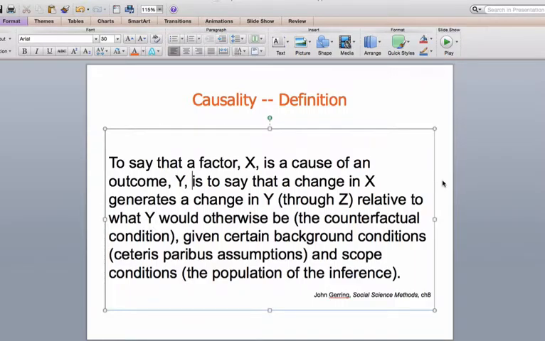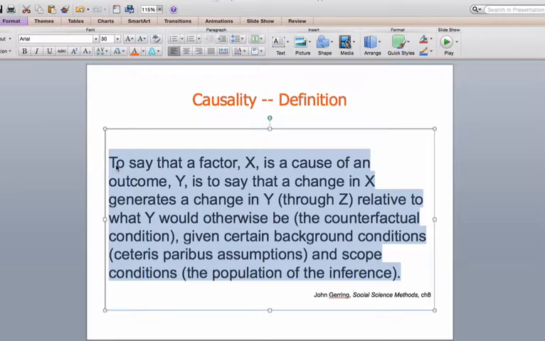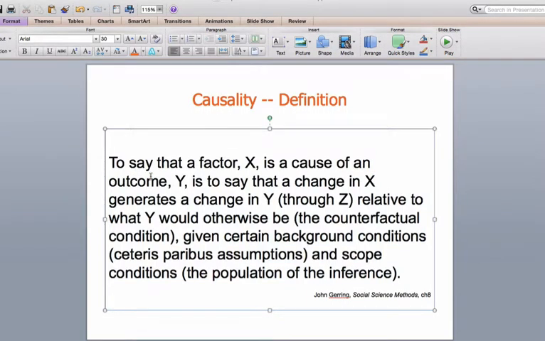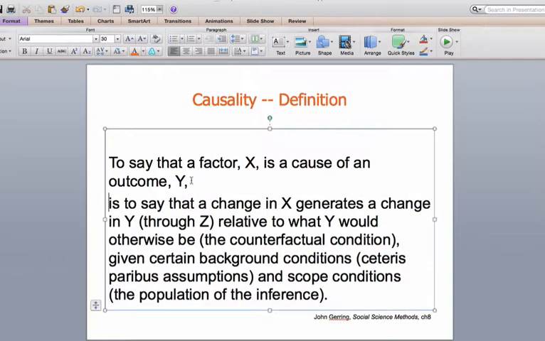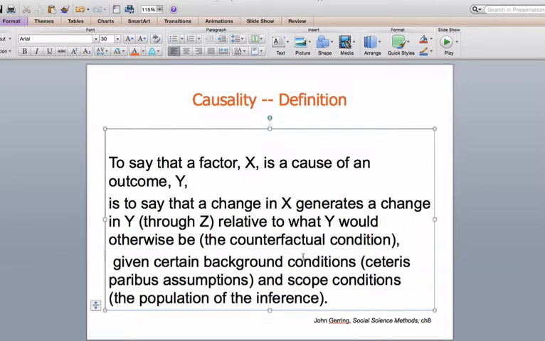So visually the slide is now much less stressful, and it's easy to identify where the gold is, which is the text right here. The text itself, however, is actually hard to approach because there's just so many words all clustered together. So we can break this up into a couple of key parts. One is the first clause, which is simply to say that a factor X is a cause of outcome Y. Next is to say that a change in X generates a change in Y. Blah, blah, blah. Given certain background conditions.